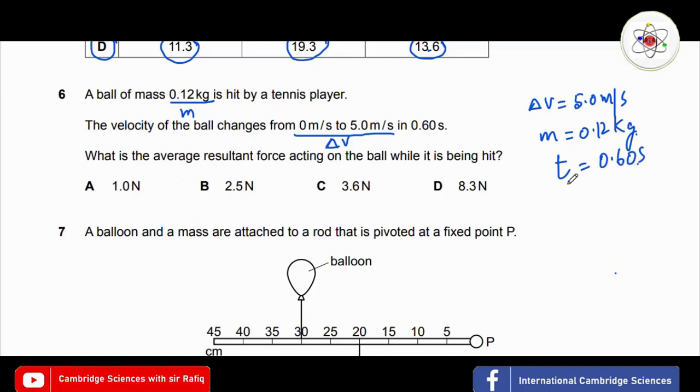And we are going to find out the force. So how can we calculate it? F is equal to ma, and mass is 0.12 multiplied by acceleration, which is change in velocity per unit time, 5 divided by 0.6. So if you calculate, it becomes 1 Newton. So the answer is A.